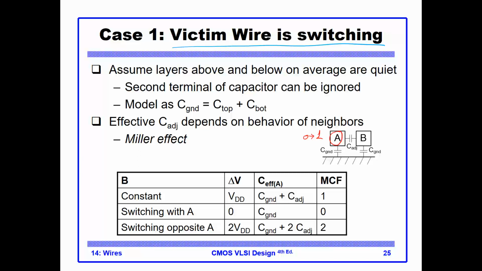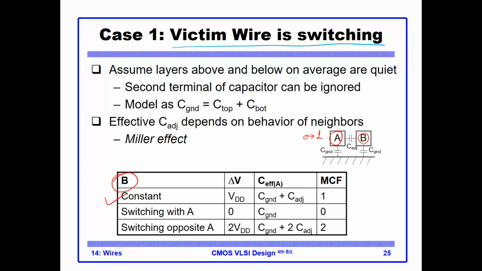This is A. Now I'm trying to study the impact of B on A, and the victim here is, by definition, more of a perspective way of looking at things, because if you look at the impact of B on A, we will call A victim and B aggressor. But if you look at the impact of A on B, then B is the victim and A is the aggressor.